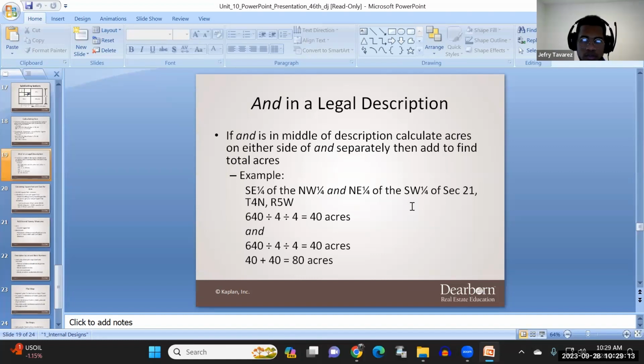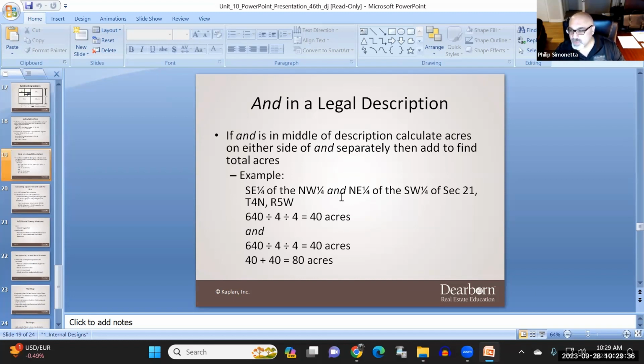Quick question for you. I understand the formula. I understand how it works. But what does that 80 acres then signify? Like, what does it mean? That tells you the size of this parcel. Oh, okay. So in T4N R5W, this parcel would be 80 acres.